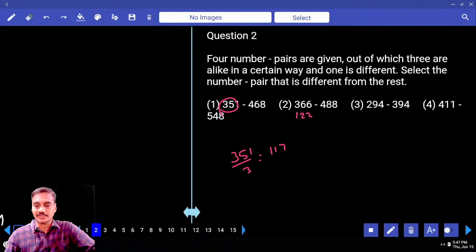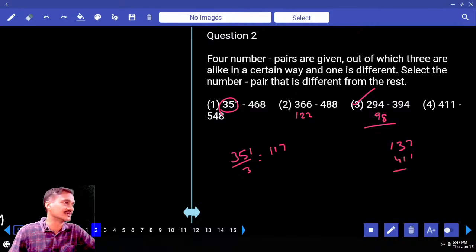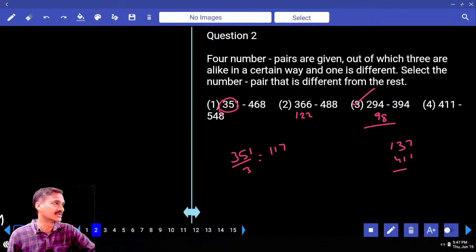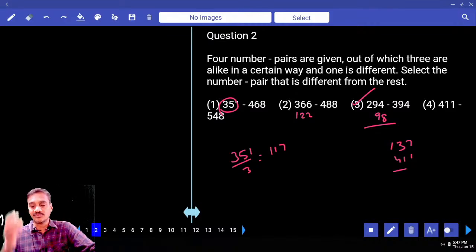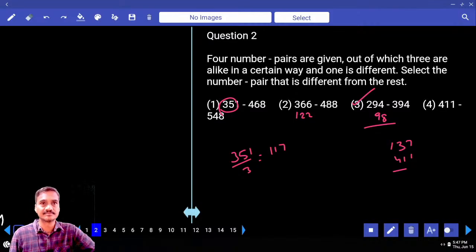Then coming to the third one, 294. 9 plus 4 is 13, plus 2 is 15. Divided by 3, this gives 98. Now if you add these two, are you getting 294 here? No. Hence choice 3 is the odd one. Again 411, 411 divided by 3 is 137, and 411 plus 137 is 548. Except choice 3, in the remaining terms the first number divided by 3, when added to that number, gives the second number. This happens in all the choices except choice 3. Hence the third one is the odd one.